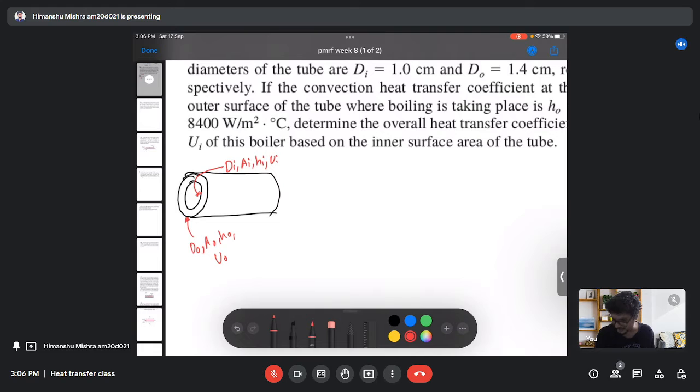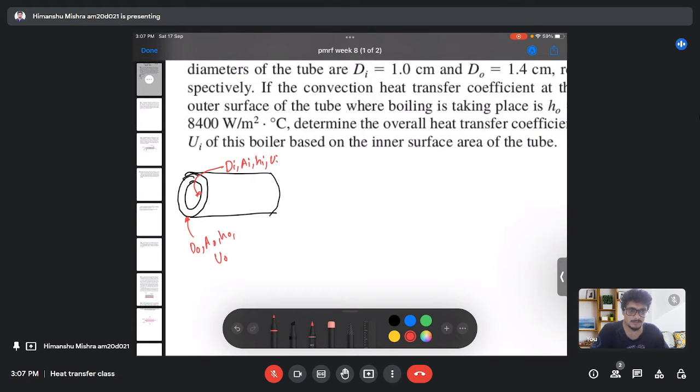To determine that, we need to calculate the internal heat transfer coefficient. And for that, we know that when there is a flow inside the tube, we can use the Nusselt number to find the heat transfer coefficient. We already solved plenty of problems in the last couple of weeks where we looked at Nusselt number correlations for laminar as well as turbulent flow. In order to determine whether the flow in the pipe is laminar or turbulent, we need to determine its Reynolds number.